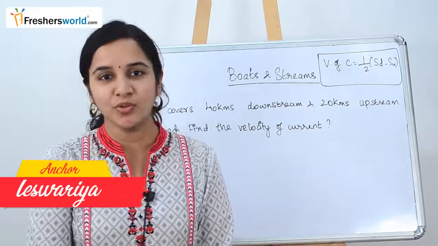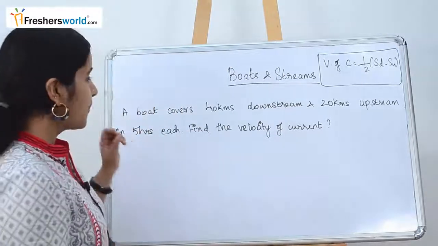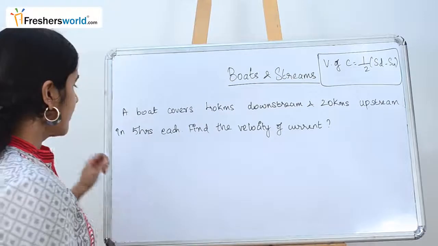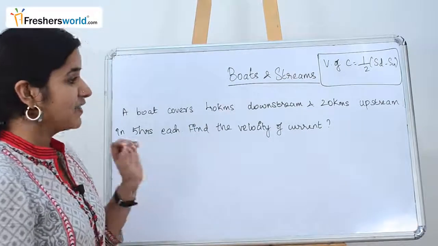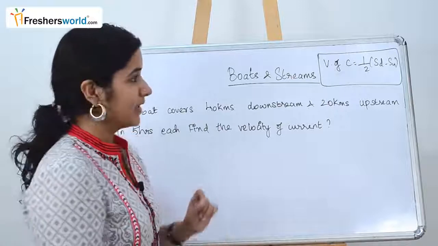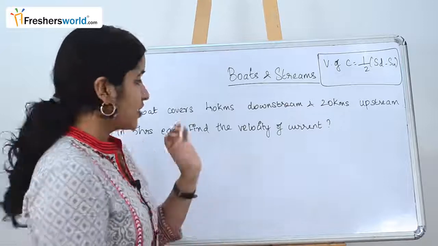The topic that we are going to look at today is boats and streams. So let's get started. The first question is, a boat covers 40 kilometers downstream and 20 kilometers upstream in 5 hours each. Find the velocity of the current. Before solving the sum, we know the velocity of the current formula is half into downstream speed minus upstream speed. So let's get started now.